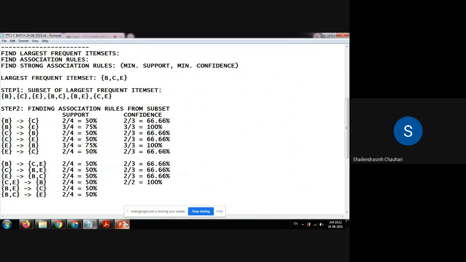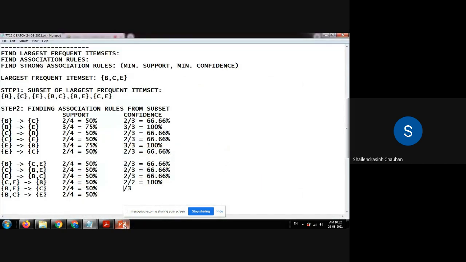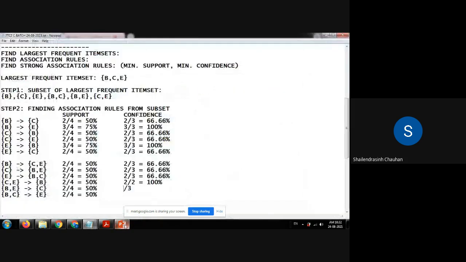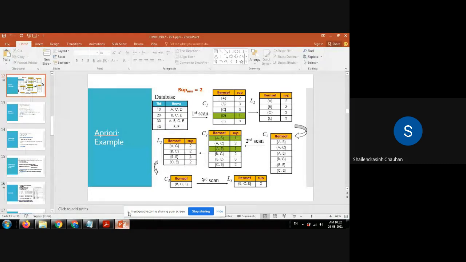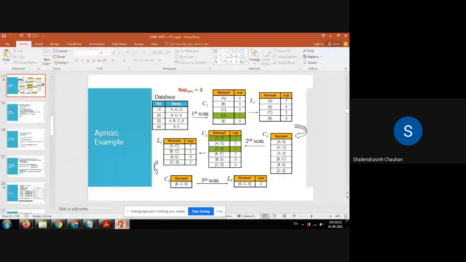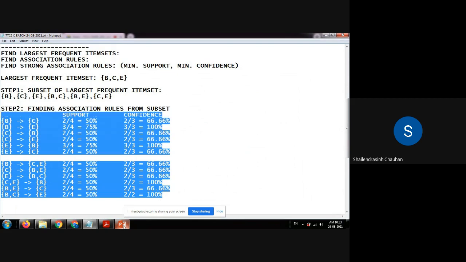Now BE. In how many transactions you are having BE together? 3 transactions. Out of those 3, C along with BE, 2 transactions. 2 by 3, you are having 66.66% of confidence. And BC is there in 2 transactions. Out of those 2, in how many transactions you are also having E along with BC? 2 transactions. You will be having 100% confidence. And so what we have done, we have found out the rules along with support and confidence.